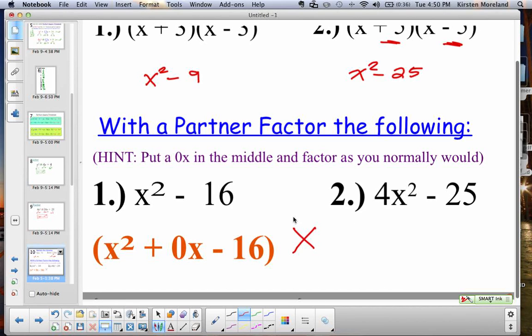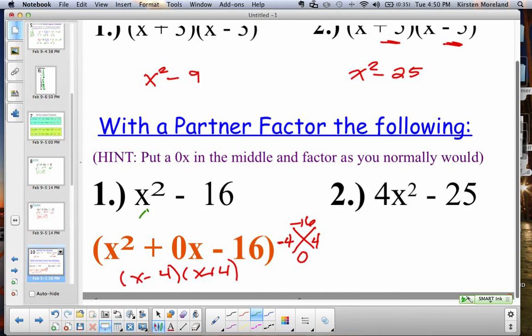I'm trying to multiply to a negative 16, trying to add to 0. So I should be thinking, 4 and 4 multiplies to 16. If I want to multiply to a negative, I need to make one of them negative. Is negative 4 plus 4 equal to 0? Sure it is. So my answer is going to be x minus 4, x plus 4. That was pretty quick to factor even without knowing a shortcut.